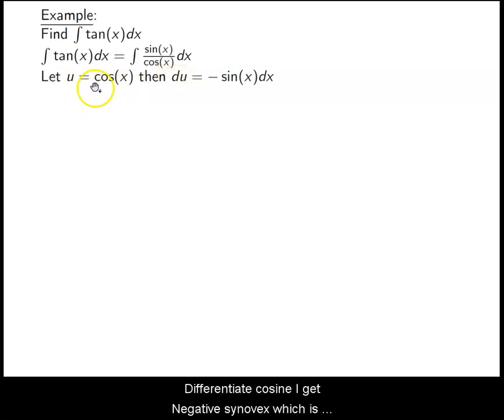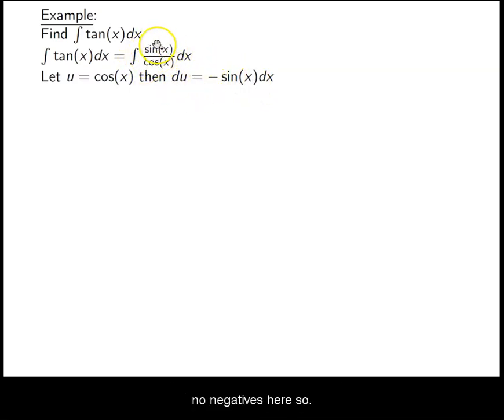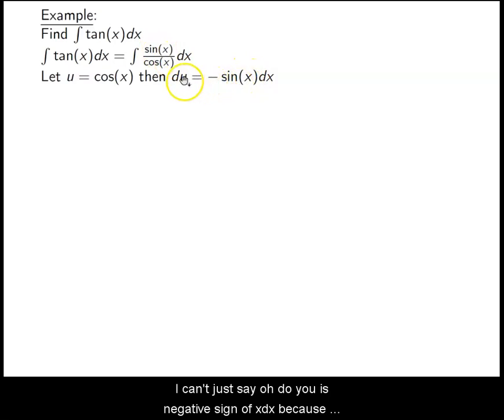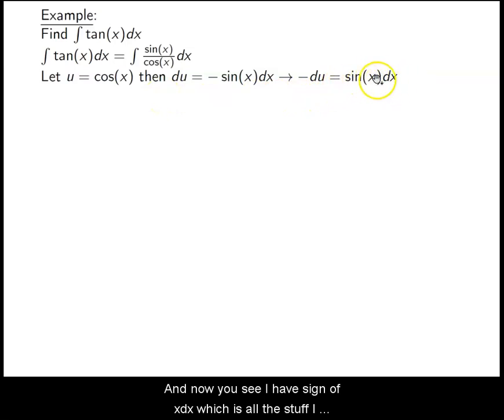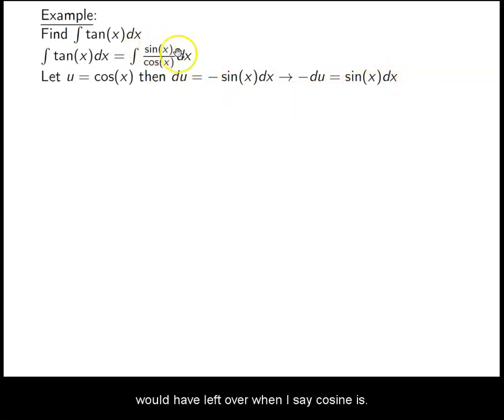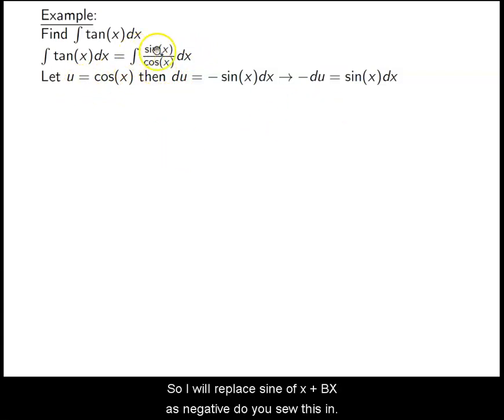When I differentiate cosine, I get negative sine of x, which is nice because that's what I need. But notice that there's no negatives here, so I can't just say du is negative sine of x dx, because there is no negative. So just like before, I'll move the negative sign to the other side. And now you see I have sine of x dx, which is all the stuff I would have left over when I say cosine is u. So I will replace sine of x and dx as negative du.